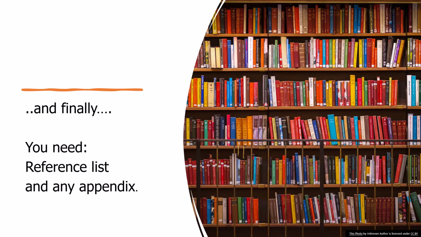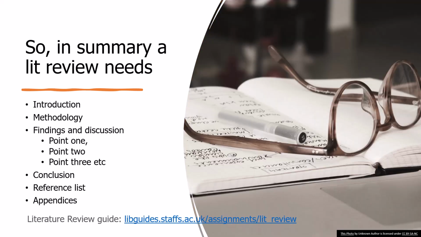For example, you might have a table with all of your search terms in the appendix, but may summarise that within your methodology section. To summarise, therefore, your literature review needs to have an introduction, you need to explain your methodology, you need to explore your findings and discuss them in point order, theme order. You need to make a conclusion before listing your references, and then an appendix if appropriate.